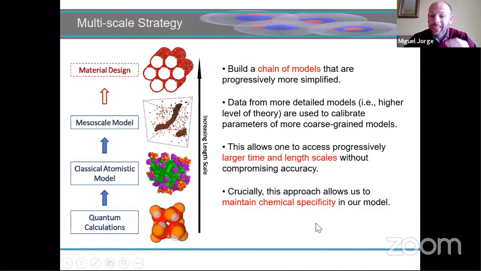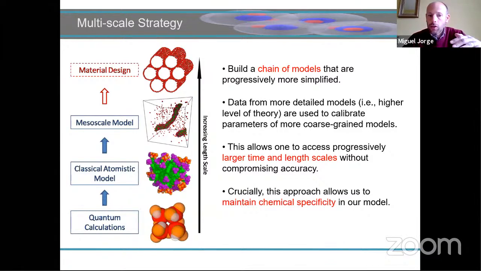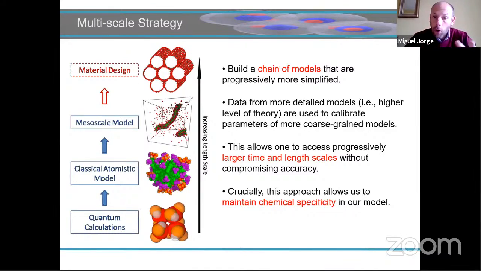And this approach, this is a very crucial point, this last point here, allows us to maintain the chemical specificity. Because if you start at the high level, then you can understand things, but you don't really have a counterpoint or a direct relationship with experiment. And our models do, and I'll show you that.